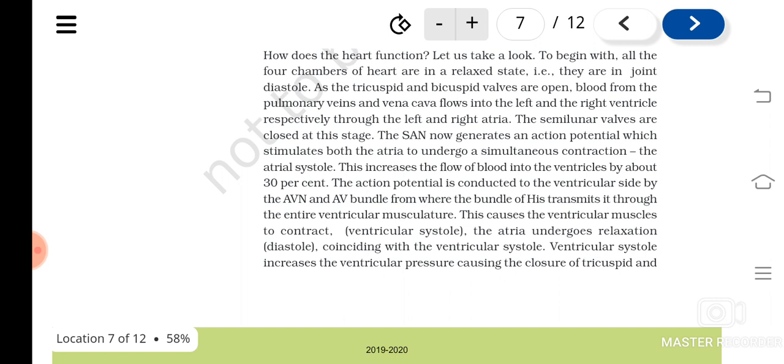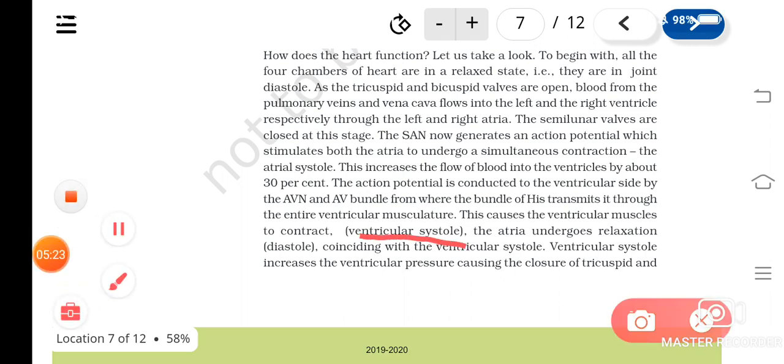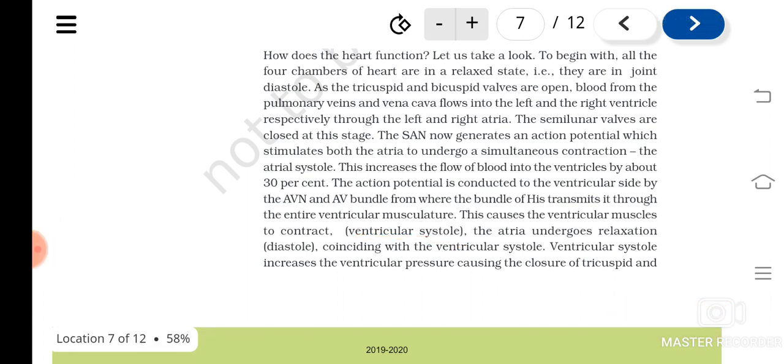to the entire ventricular musculature through the bundle of His. From the AV node, the nodal tissue extends in the form of bundle of fibres into both the walls of the ventricle. So to the walls of the ventricles it reaches. Now this causes the ventricular muscles to contract. That is known as ventricular systole. So after joint diastole, atrial systole will be there. After that, ventricular systole.